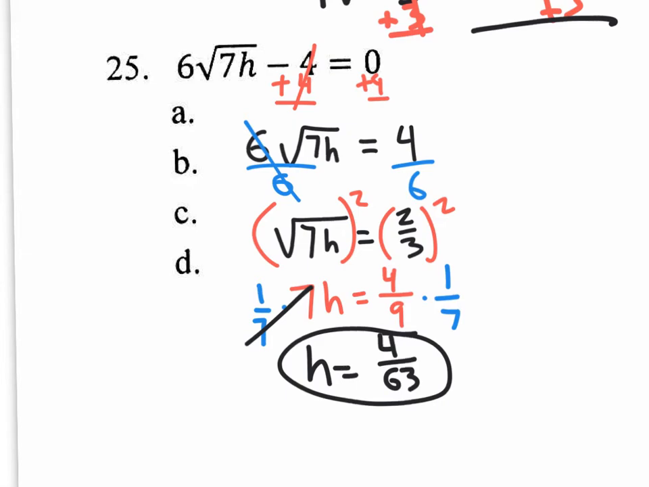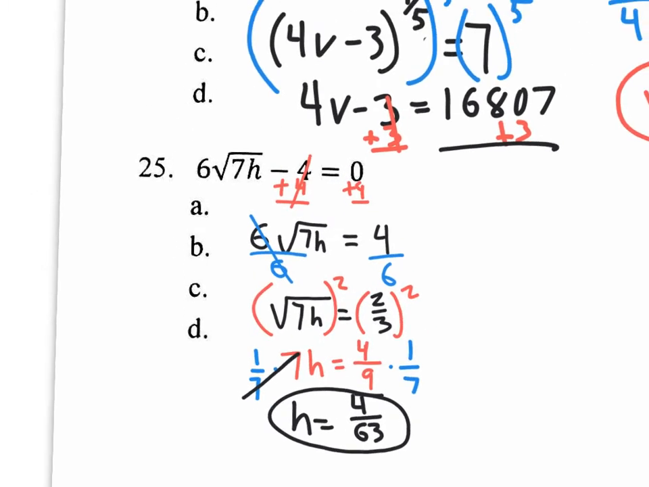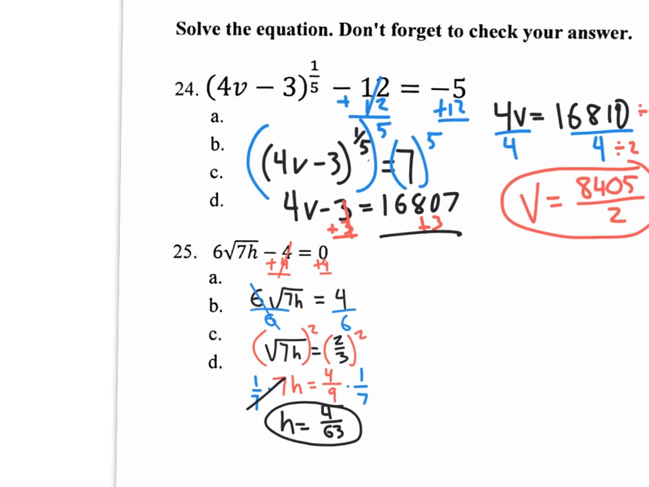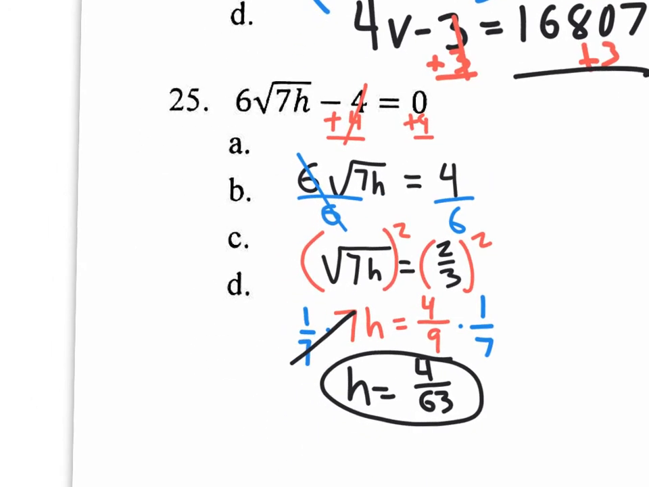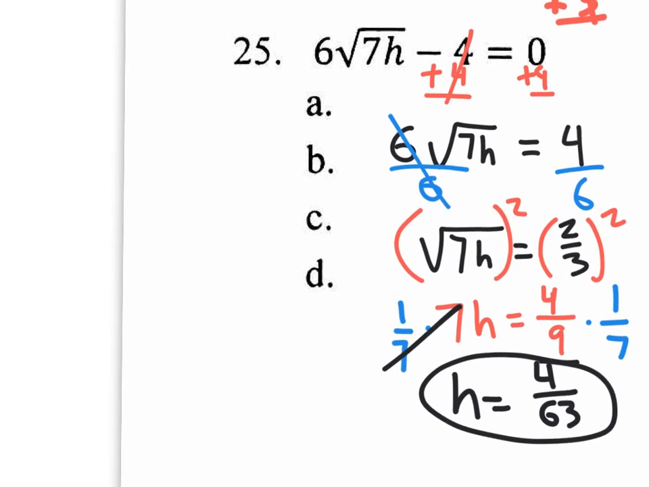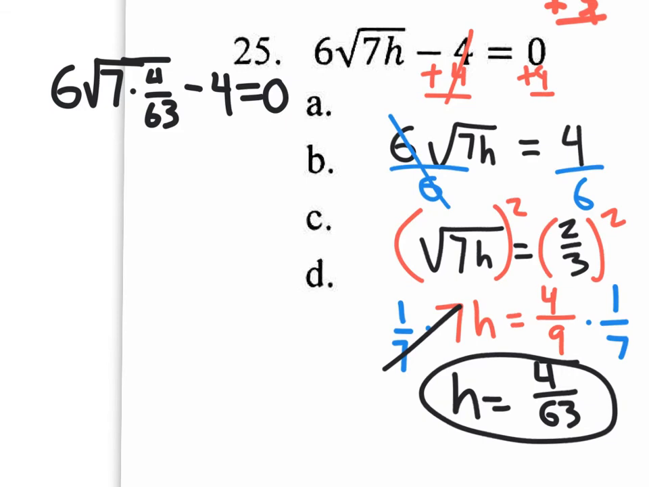Now if you wanted to double check it, which you should, actually I forgot to double check the top one. Even though on the answers it says don't forget, on the instructions up here it says don't forget to check your answer. So let's go back to both of these and check our answers. So if I were to take the answer 4 over 63 and plug it in my equation, it says 6 square root of 7 times 4 over 63 minus 4 on the outside equals 0. Let's see if it actually does equal 0.